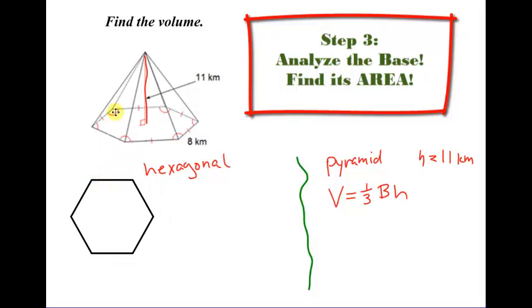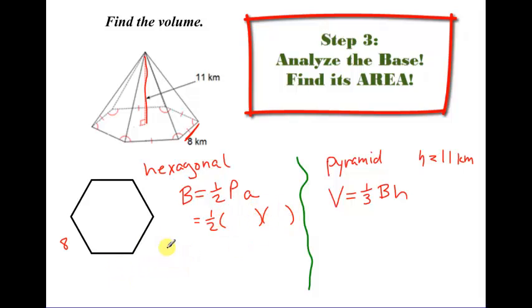And let's put down what we know about this hexagon. All that we're told about it is that this side here is 8 kilometers, other than the fact that it's regular, so they're all 8 kilometers. 8 kilometers on every side. And that means that our formula is half the perimeter times the apothem. So we got a couple of things we have to figure out.